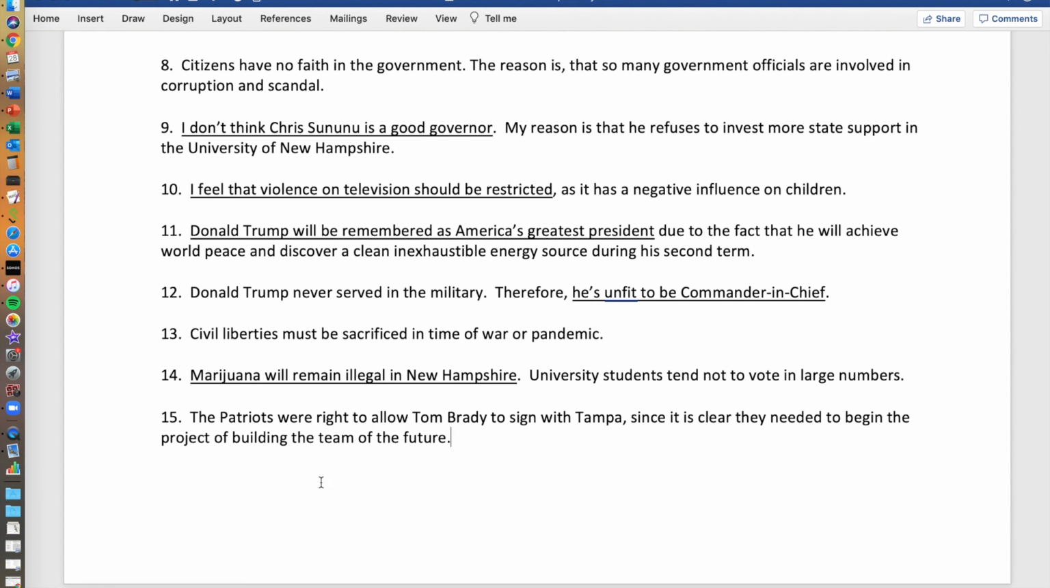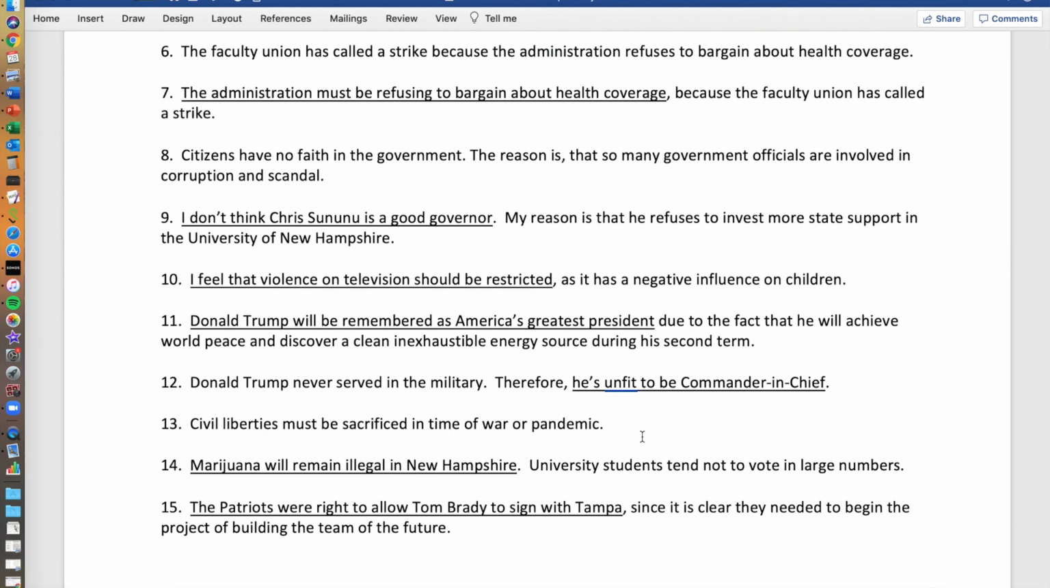And in this case, yes, I think it does function as a reason. May not be a good enough reason for you, but the point is there's an inference possible here. The person making this argument would expect us to see a connection between the need to build a team for the future and the right decision being made in allowing Brady to sign with Tampa. So this is an argument, and it's the first statement that functions as the claim in the argument.